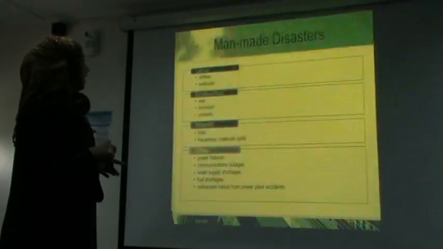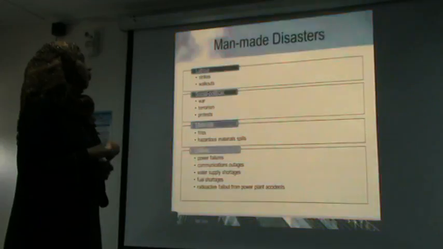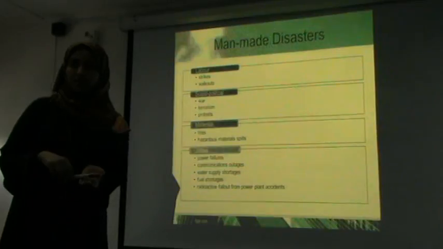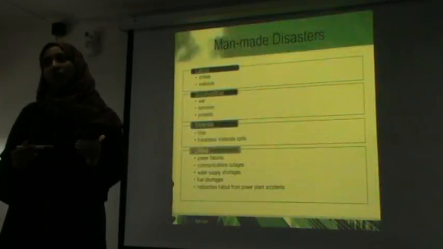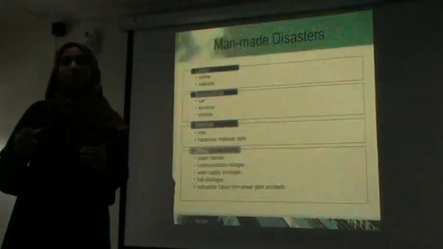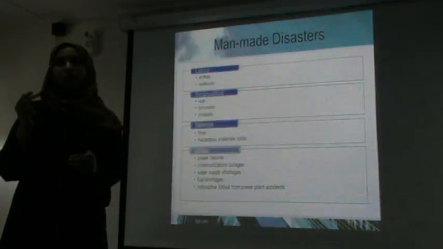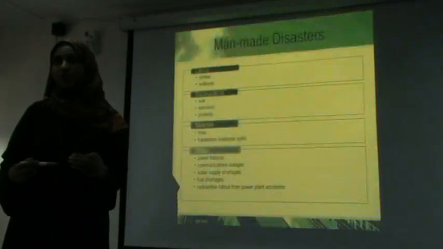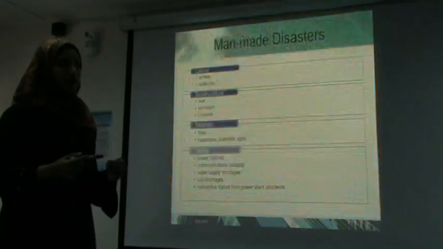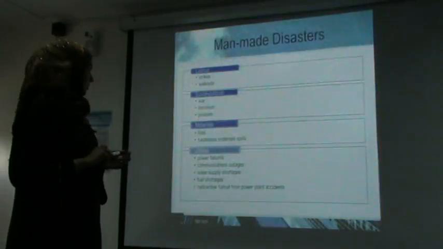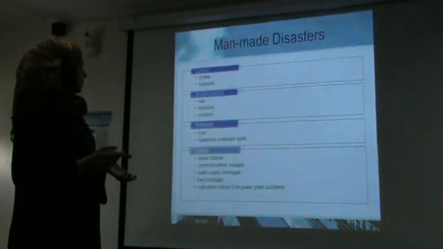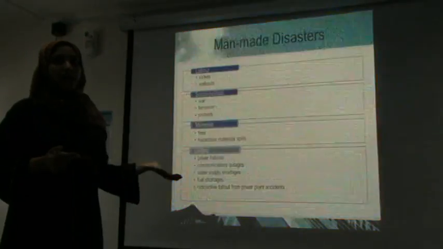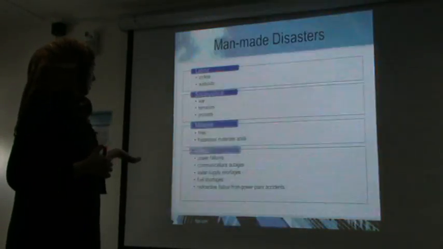Then we have socio-political disasters, that is war, terrorism, protests. This is considered a disaster mainly because it disrupts normal functioning and causes immense damage. When people protest, it causes damage in many ways. It disrupts the normal day-to-day lives of the people who are affected by it, so that's why it's classified as a disaster. And materials, that is fires and hazardous material spills, for example oil spills, which are very common nowadays, and cause immense damage to property.